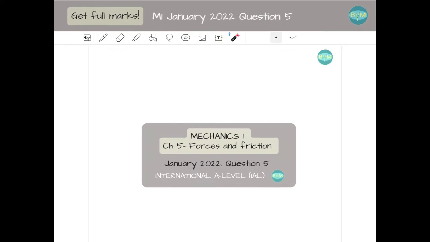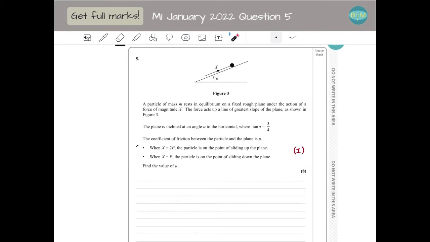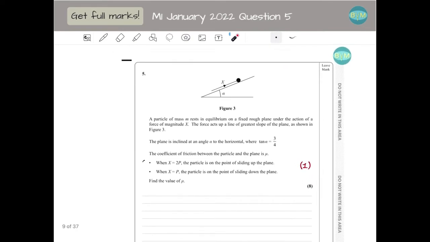Hello, this is question 5 on the January 2022 paper. It's a Mechanics 1 question about forces and friction, and I'm going to show you how you can get full marks, because this is an 8 marks question, which is a lot for just one simple question without sections.